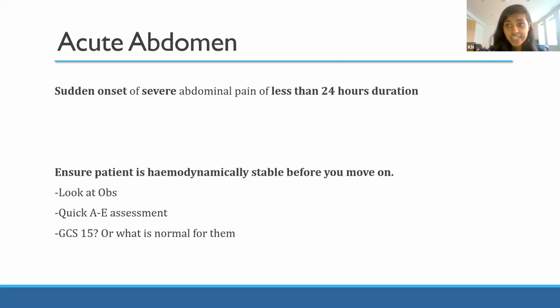So expose the patient, maintain dignity, obviously. But in the context of the acute abdomen, you're looking for obvious bleeding, potentially signs of melena.